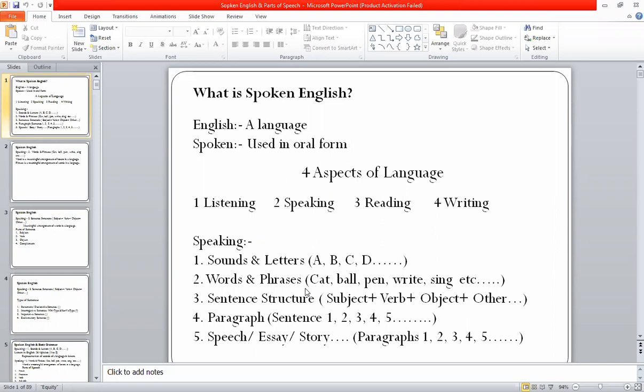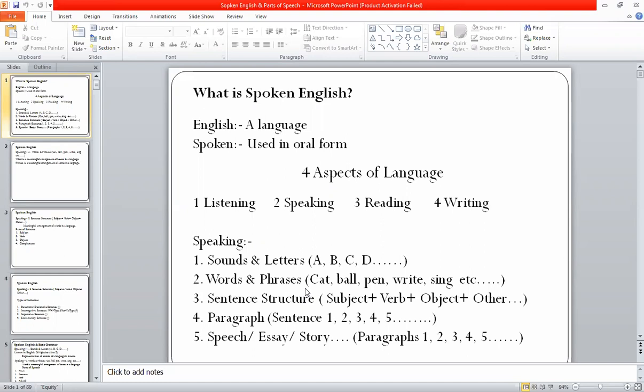So what actually is the sentence structure? The sentence structure is subject plus verb plus object plus other part, or complementary part. So in this way, a sentence is made up of four parts, that is subject plus verb plus object plus complementary part. So this is about the sentence structure.